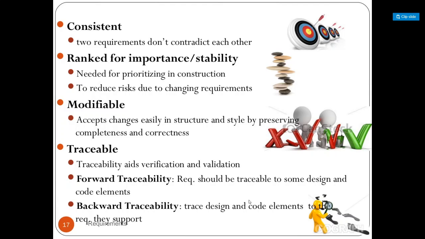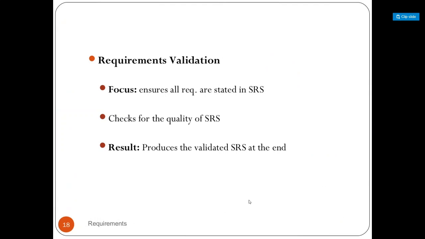Traceable. Traceability is verification, validation. What do you mean by traceable? It's nothing but, once you have gone to one function or one point in the program, you should know where you came from and where you're going next. Okay, it's like you're tracking the control, where it goes and how it works. Then forward traceability, that is you go forward in the code. Backward traceability is you go backward in the code. So requirements validation focuses on ensuring all requirements are stated in the SRS and checking the quality of the SRS, and the result is a validated SRS at the end.